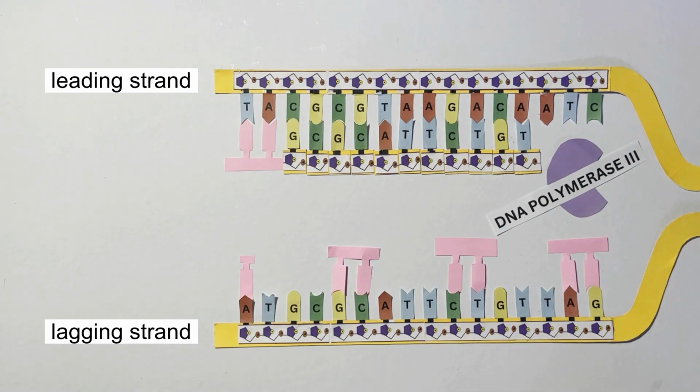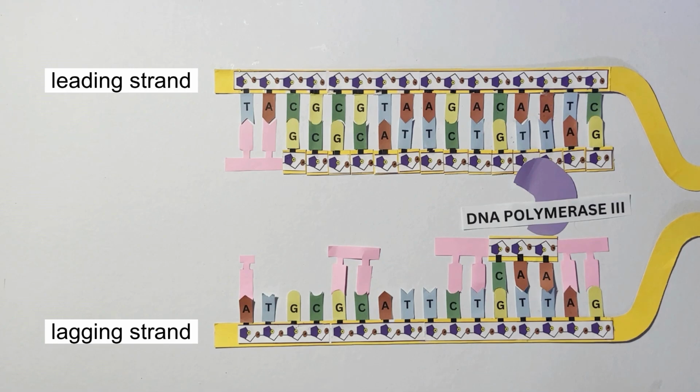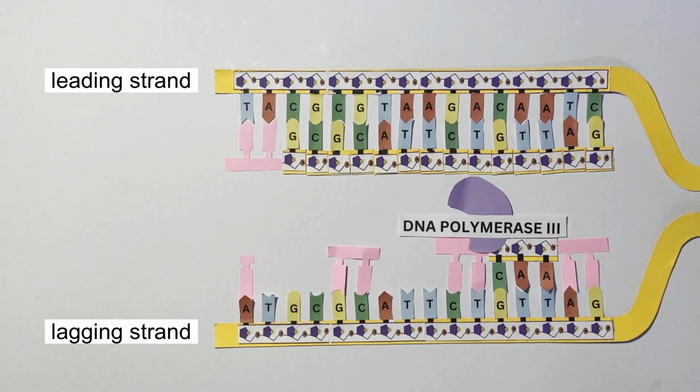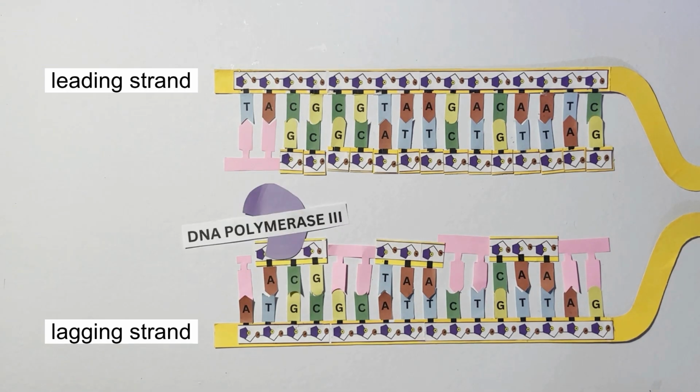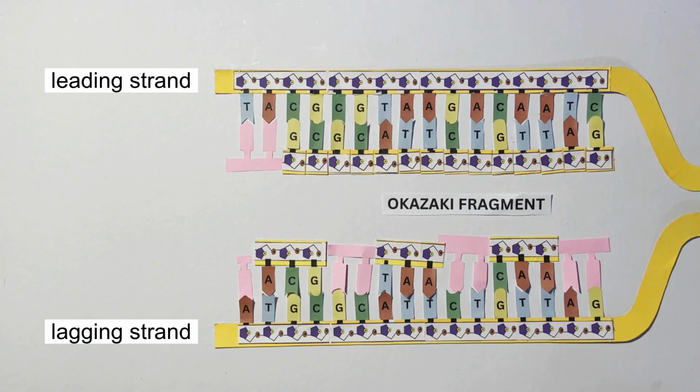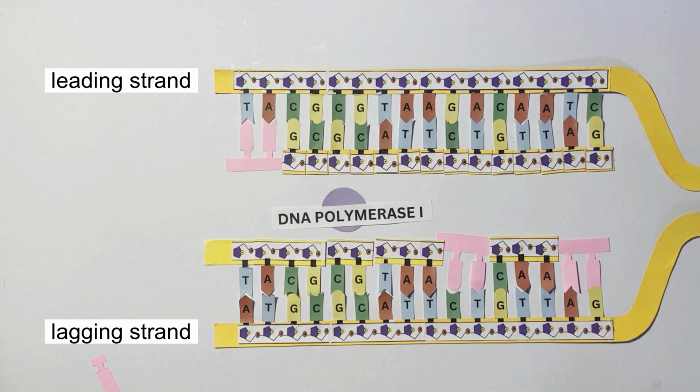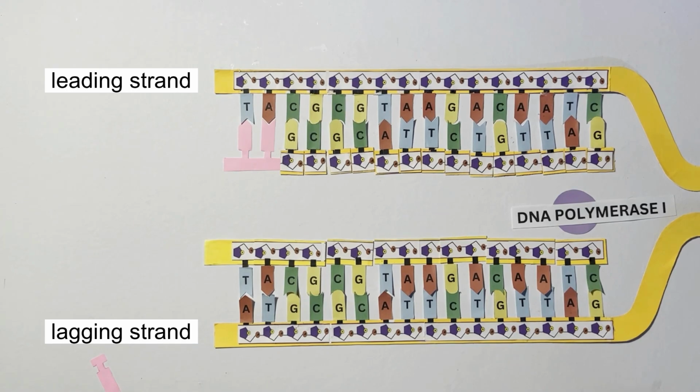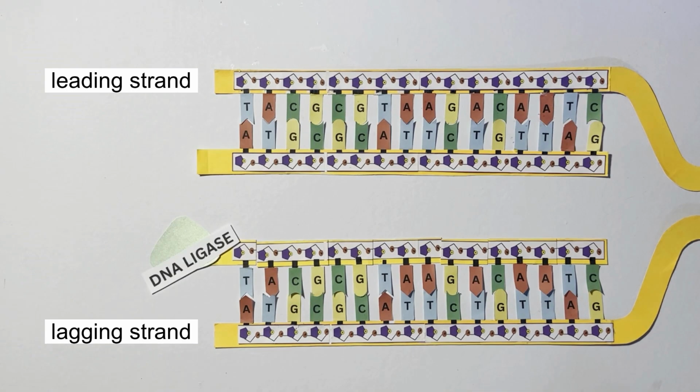The leading strand elongates continuously towards the fork. In contrast, the lagging strand, which elongates away from the replication fork, is synthesized discontinuously as Okazaki fragments. When DNA polymerase III reaches the RNA primer on the lagging strand, it is replaced by DNA polymerase I, which removes the RNA and replaces it with DNA. The primers are removed and the gaps are filled with DNA polymerase I.